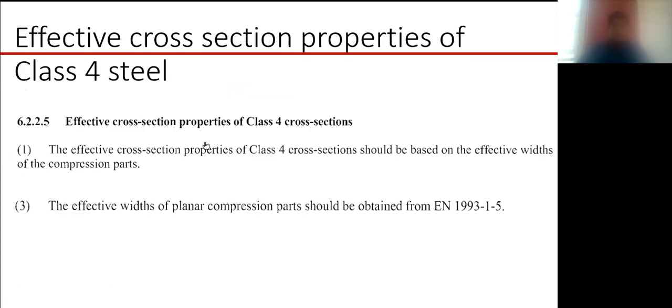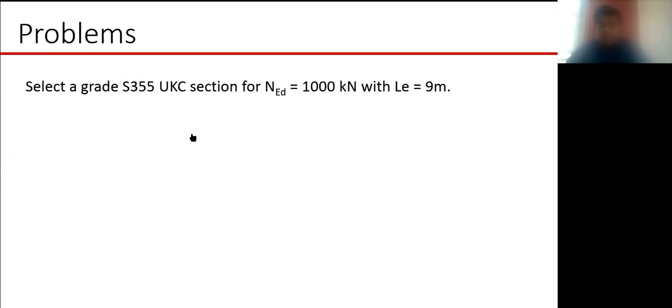Now let's see a problem. Here we have a problem where it states: select a grade S355 UKC section for NEd 1000 kilonewton with Le 9 meters.